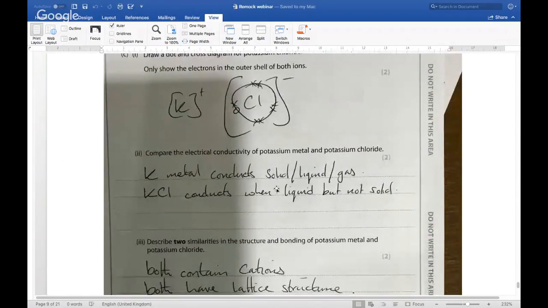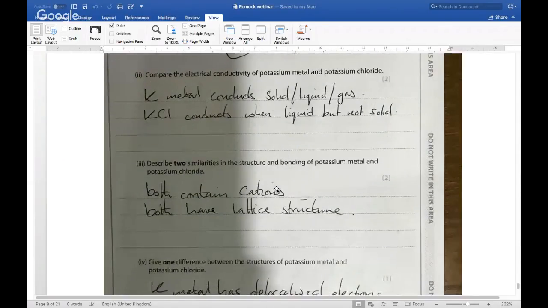Right, this was a disaster. I don't know why such a mess was made on this. Compare the electrical conductivity of a metal and an ionic salt. You say potassium metal conducts when solid, liquid, and gas. It always conducts. Potassium chloride conducts when liquid but not when solid. That was it.